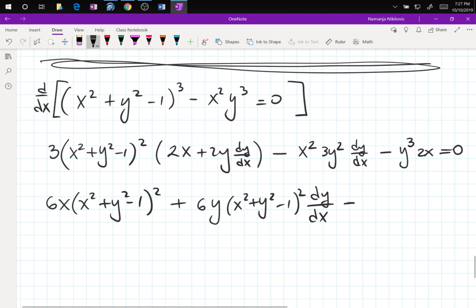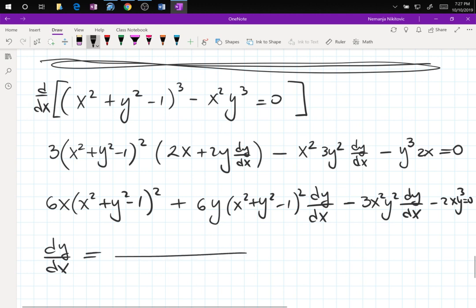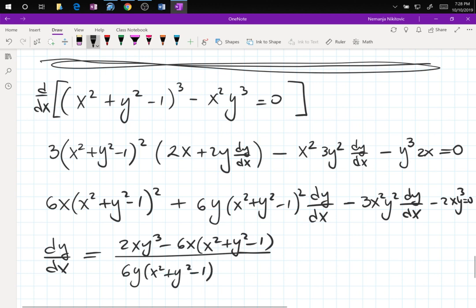Minus, and this is a very important applied problem. 3x squared y squared dy dx minus 2xy cubed equal to 0. We got it. Put the notebook sideways. Get the dy dx terms together and then divide it into the right side. So what goes on the right is 2xy cubed minus 6x (x squared plus y squared minus 1) divided by, this is already on the left, so 6y (x squared plus y squared minus 1) minus 3x squared y squared.